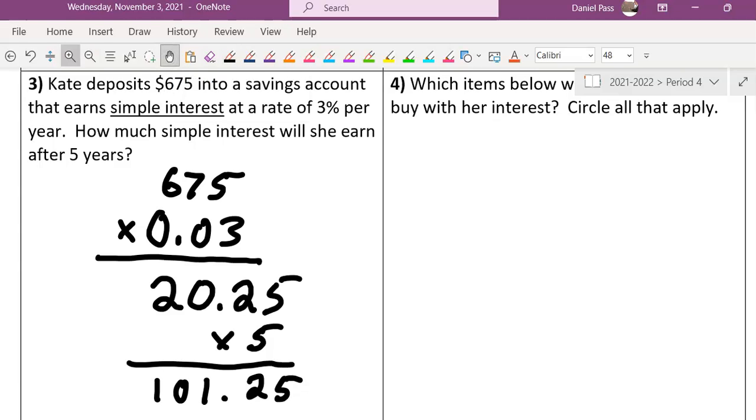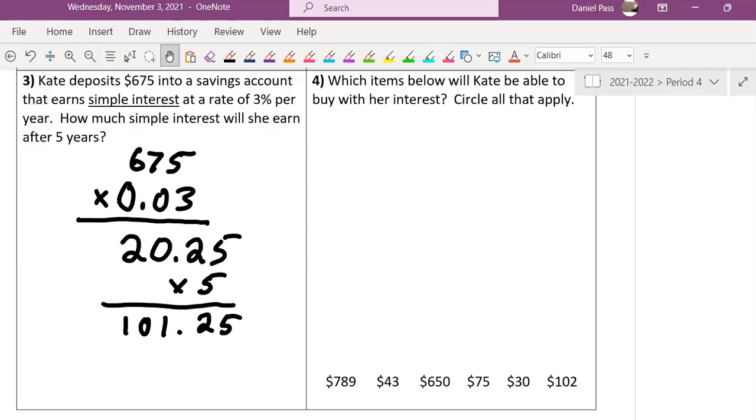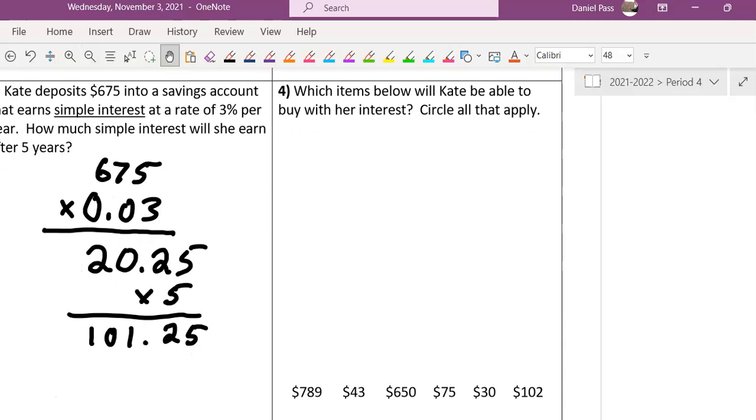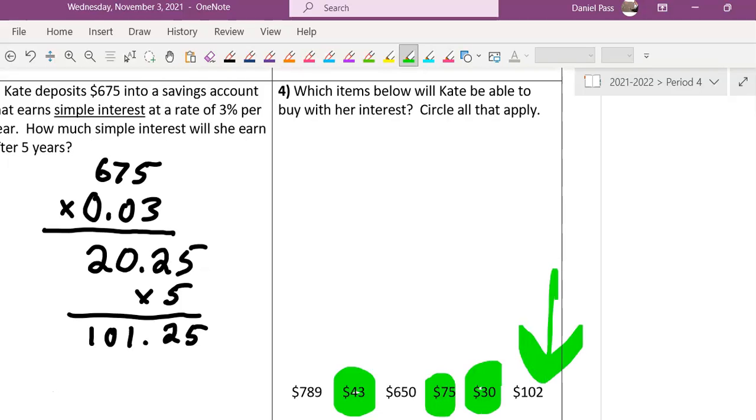I tried to make more room on my paper, so now you can't see it unless I zoom out. Okay, so go ahead. Which items below will Kate be able to buy with her interest? Circle all that apply. And I circled $43. Here, pick a color. Green. Okay, go ahead. I circled $43, $75, and $30. Okay, do we agree with that? She can almost do the $102, but not quite, right? All right, let's give him a hand, please, everybody. Okay, we can't clap loud because the mic moved.